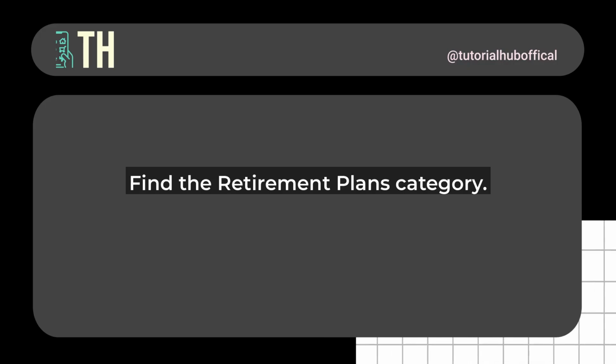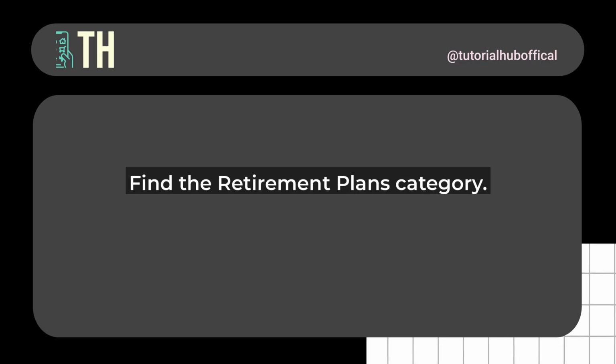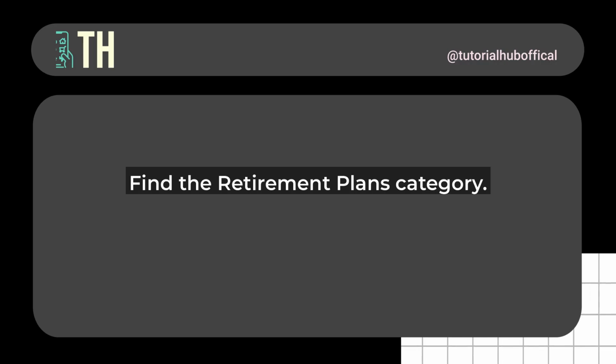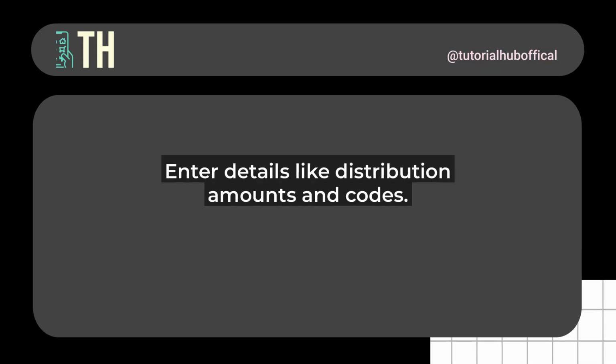Start with the payer's details, then the gross distribution amount from Box 1, and any codes from Boxes 2 through 7. TurboTax is user-friendly, so it might explain each field as you go. After entering the data, take a moment to review everything for accuracy. Double-check numbers and codes to prevent any issues during filing.